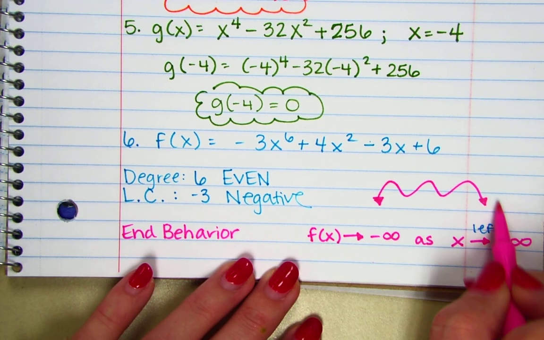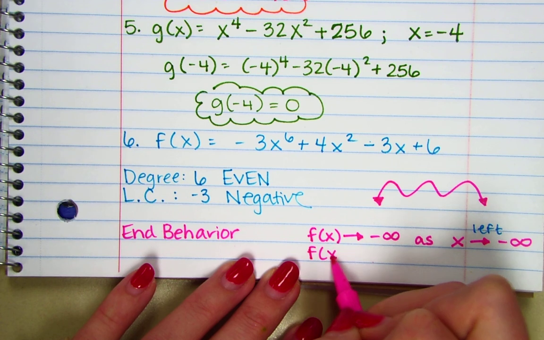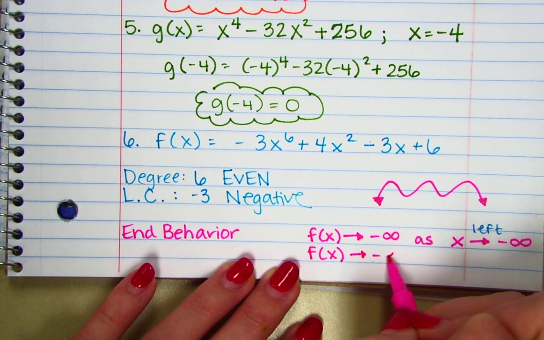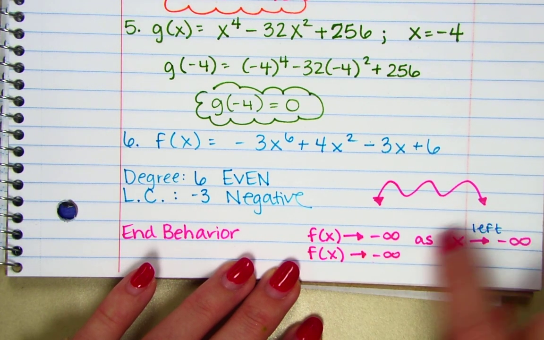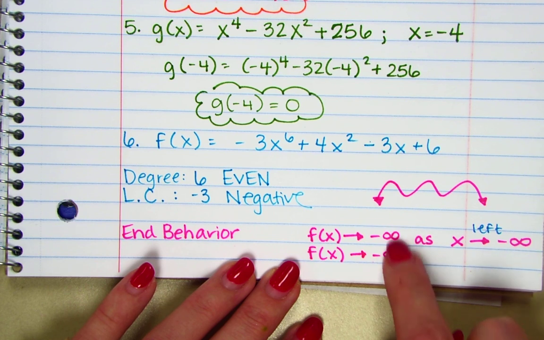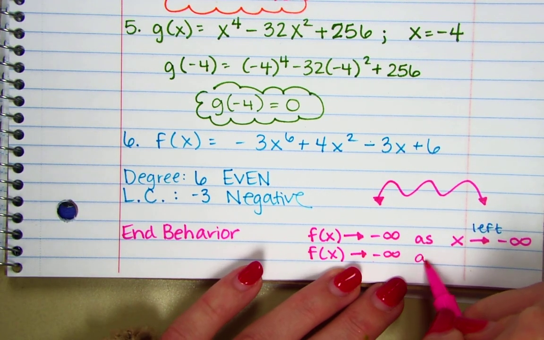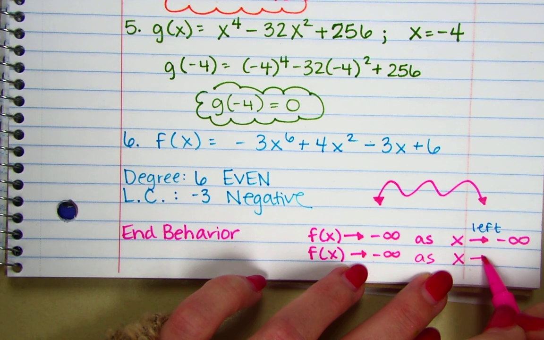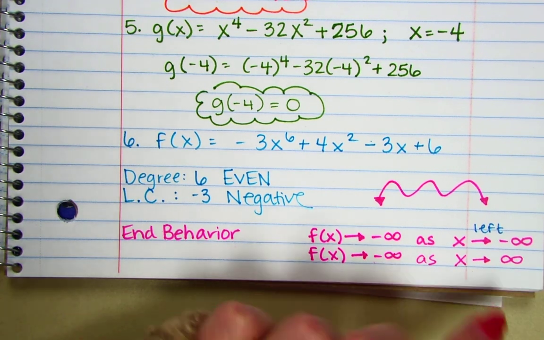And the right-hand side is also going down. So the graph goes down on this side too. Both of these, it's going to negative infinity, as x goes to positive infinity. That's the right-hand side.